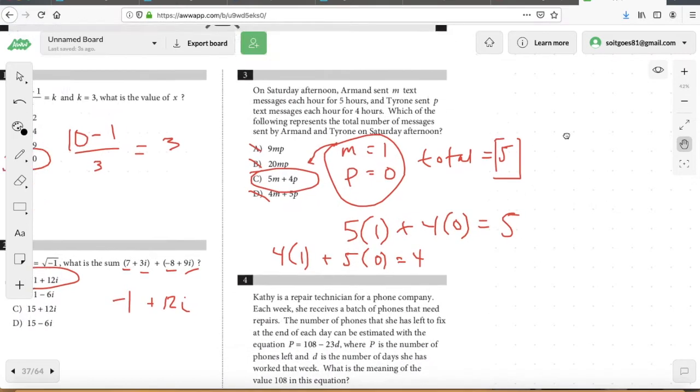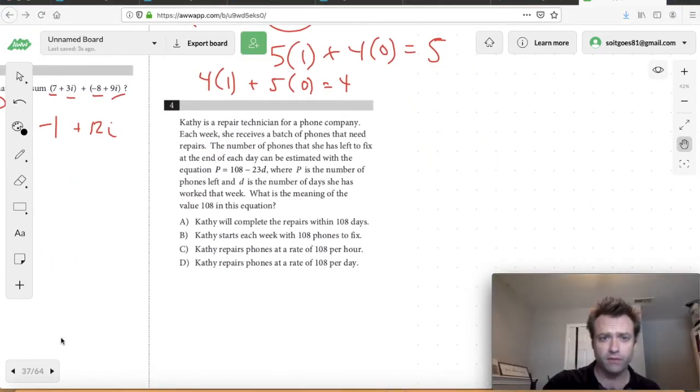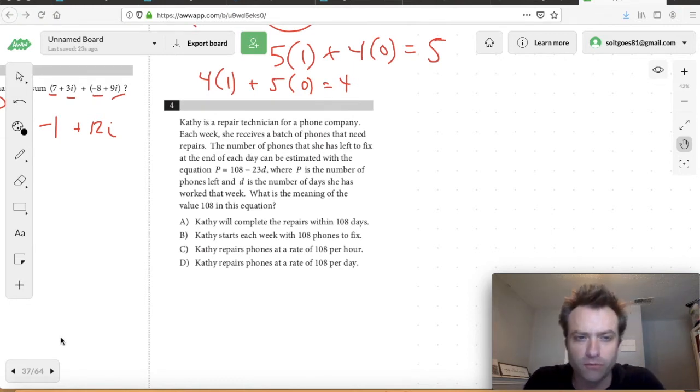Let's move along to the next question, question number 4. All right, question number 4 reads, Kathy is a repair technician for a phone company. Each week she receives a batch of phones that need repairs. The number of phones that she has left to fix at the end of each day can be estimated with the equation P equals 108 minus 23D, where P is the number of phones left and D is the number of days she's worked that week.